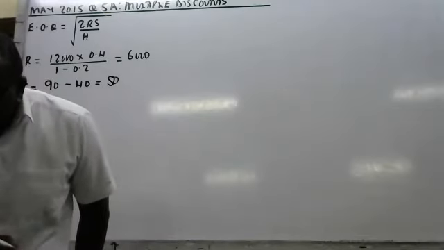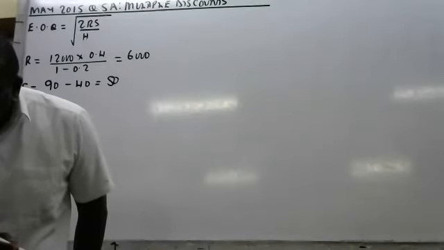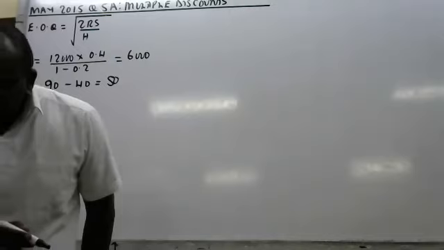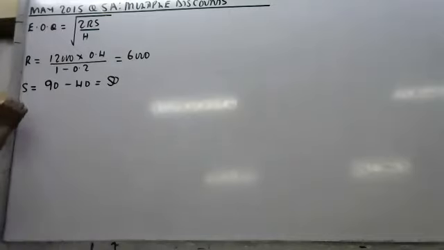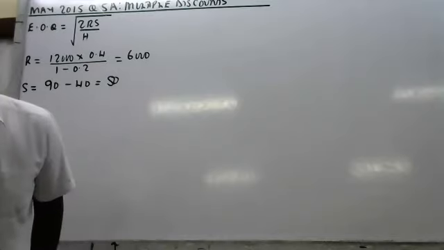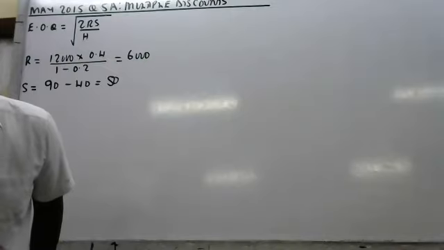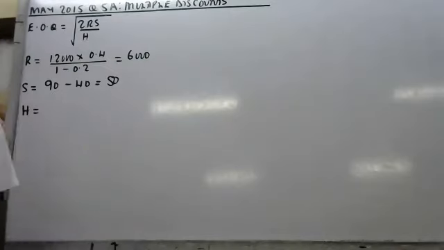Next is the annual holding costs, which is 90, of which only 40 shillings is expected to be affected in the short term. So H, we are told 90 and only 40 is expected to be affected. So the variable is 40. That is the one that you should take.